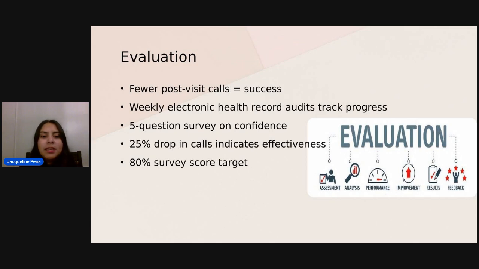The proposal will be considered effective if there's a 25% reduction in post-visit clarification calls, and 80% of caregiver scores are 4 out of 5 on the survey, and improved follow-up outcomes.